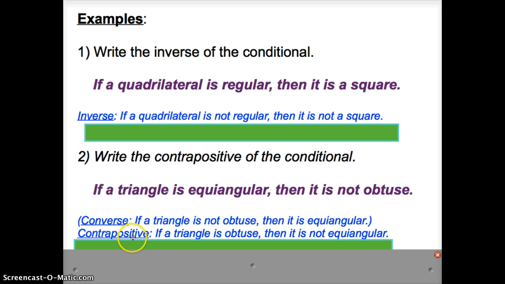If you look at the form of the converse and the contrapositive, notice both of them begin with C-O-N. It takes the hypothesis and brings it to the beginning. So as it says not obtuse, notice the converse says if a triangle is not obtuse. Then the equiangular piece comes here. If a triangle is obtuse, disproving the conclusion, then it is not equiangular, disproving the hypothesis.